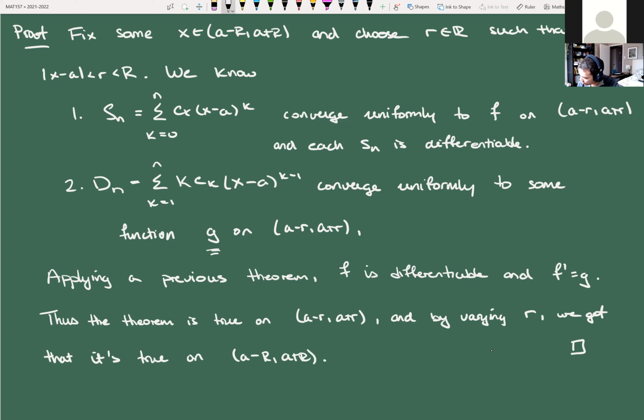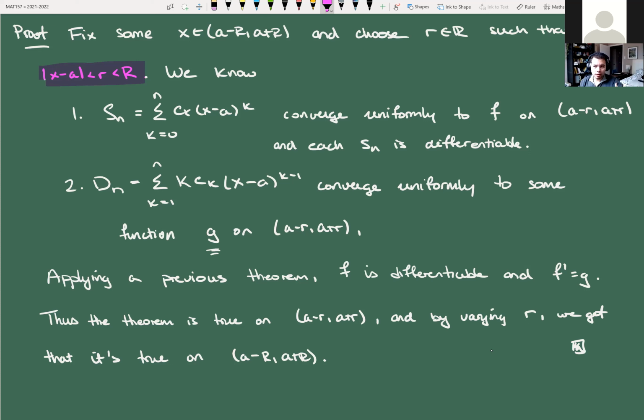And again, if you don't quite see that last part is true, effectively what I did is up here, I said, fix some x. What I've really done here is proven the theorem for that x, right? I've proven that, yes, the function little f is differentiable at this point x, and its derivative has this power series, right? So I've kind of very quickly expanded that and said, hey, listen, it works on a minus little r to a plus little r.